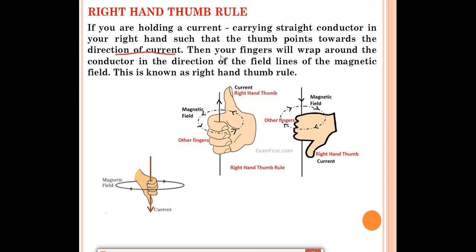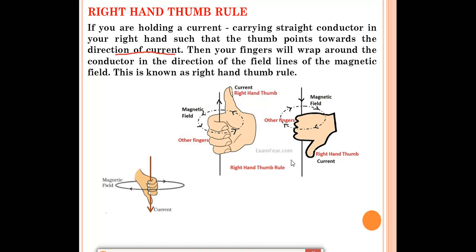So what is the right hand thumb rule? If you are holding a current carrying straight conductor in your right hand, then your thumb will point towards the direction of the current, and the fingers wrapped around the conductor will show the direction of the field lines of the magnetic field. This is known as the right hand thumb rule. You can see this is the right hand. Thumb is pointing towards the direction of the current, and the fingers wrapped around the conductor show the direction of the field lines.